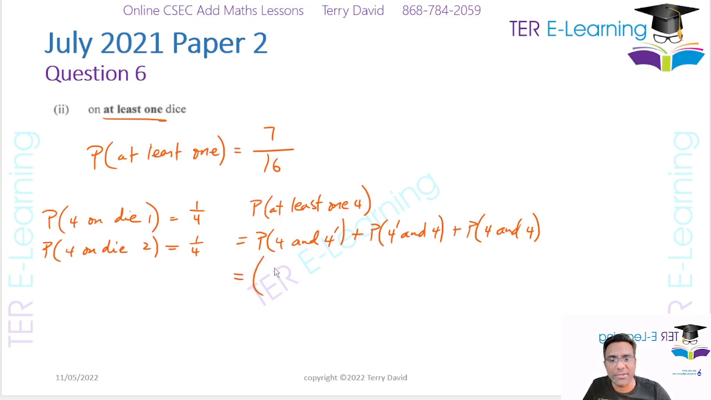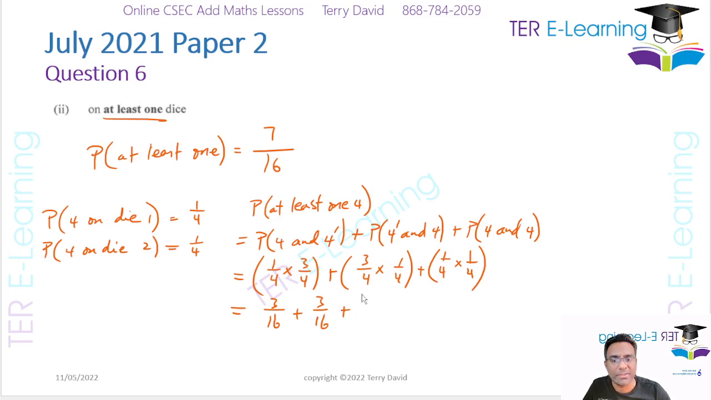So a 4 and not a 4 will be a quarter multiplied by 3 over 4, plus, in this case, 3/4 multiplied by 1 over 4, plus a quarter multiplied by a quarter. Hopefully that gives us 7 over 16. So this is 3 over 16 plus 3 over 16 plus 1 over 16, and I'm getting 7 over 16. So this is an alternative way to work the same thing, but the diagram is easier to work with.